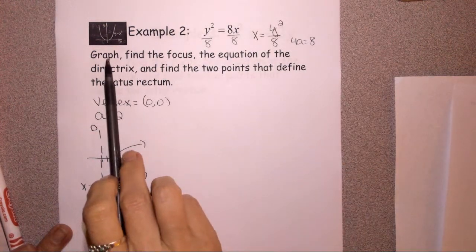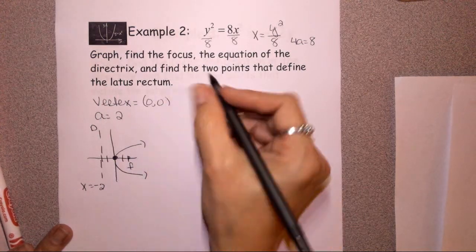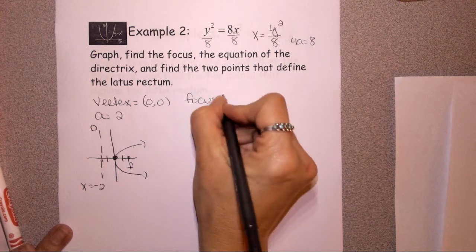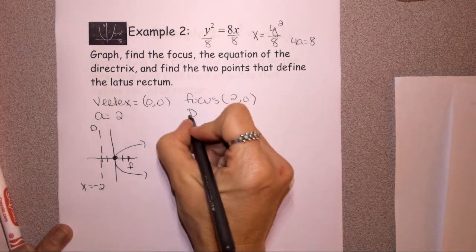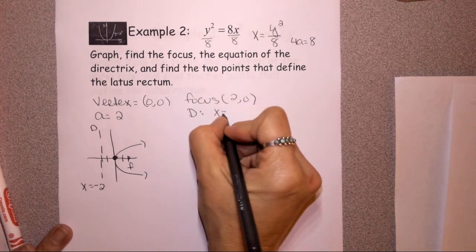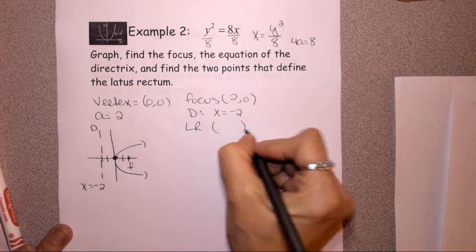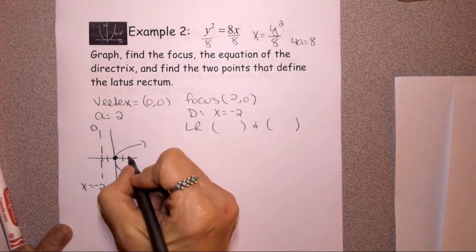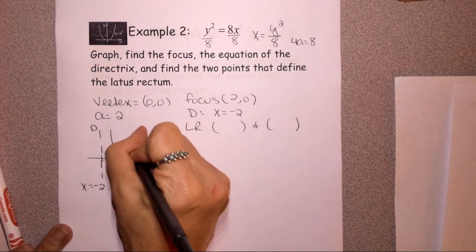Okay, so what did they want from me? They want me to graph it. So there's my graph. They want me to find the focus. So the focus was at the point 2, 0. They want me to write the equation of the directrix, x equals -2, and they want me to find my 2 LRs. Okay, so I go to my focus, and I'm going to go twice a so that I land on the parabola. So I'm going to be here.